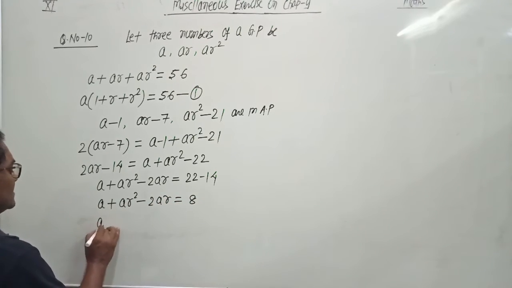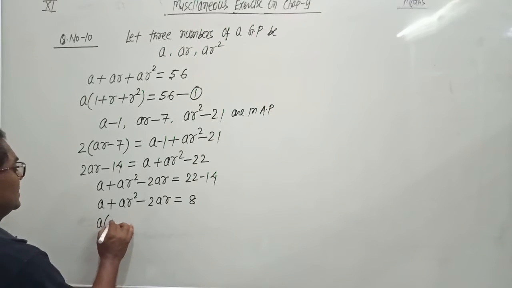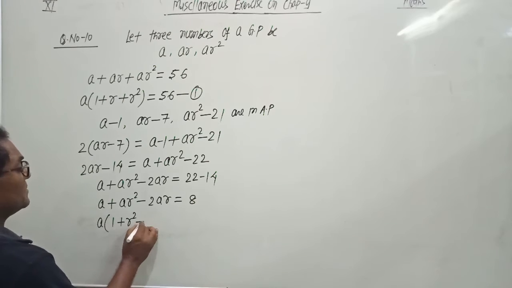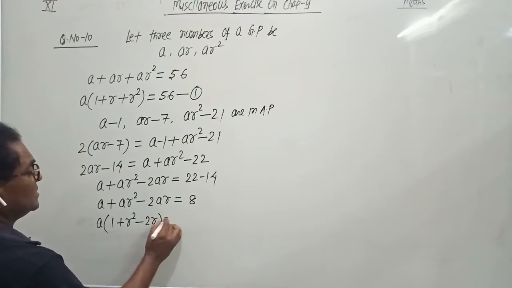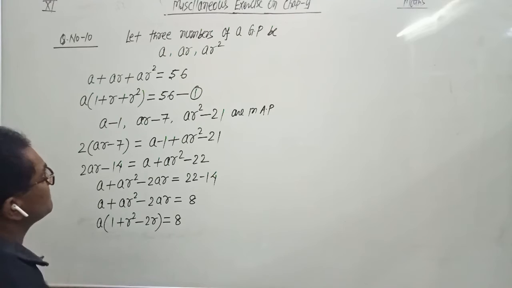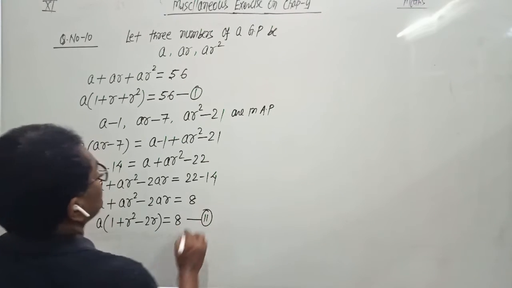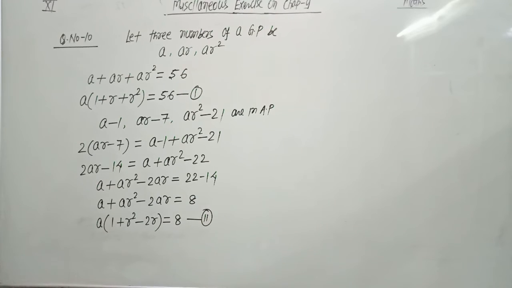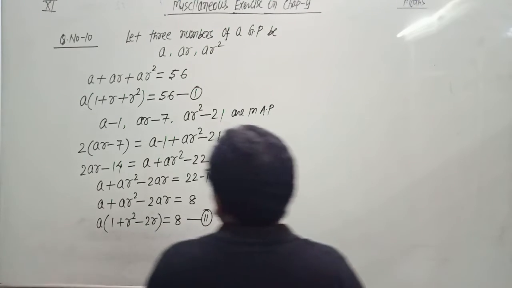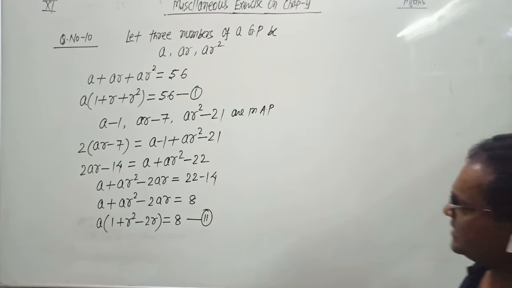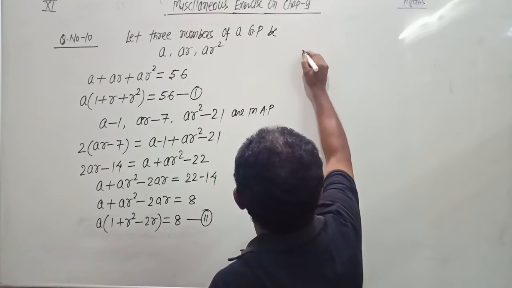From these three terms, A is taken common. So A times 1 plus R square minus 2R equals 8. And name it second number equation. And we have to calculate the numbers. Three numbers we have to find. Now divide first by second.